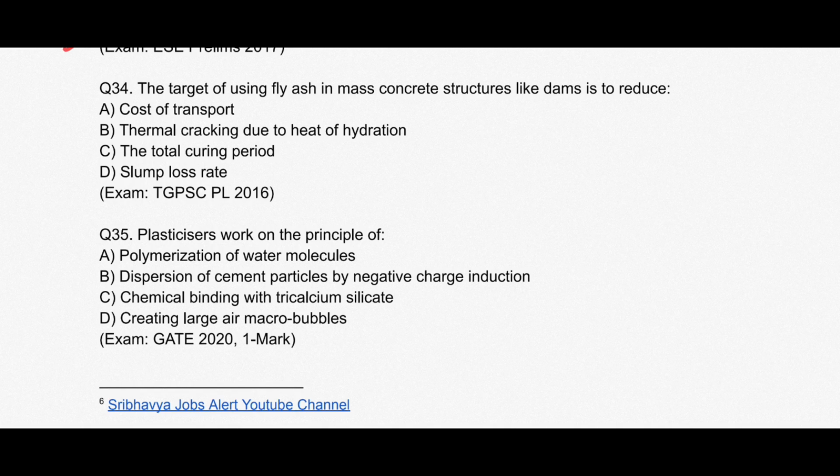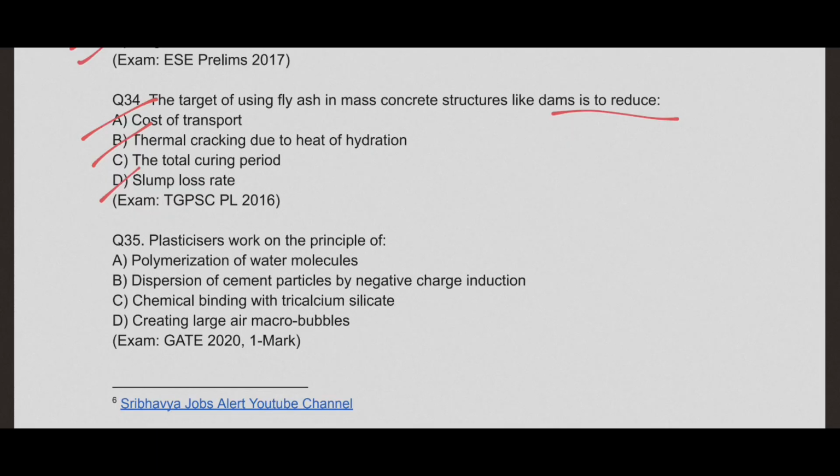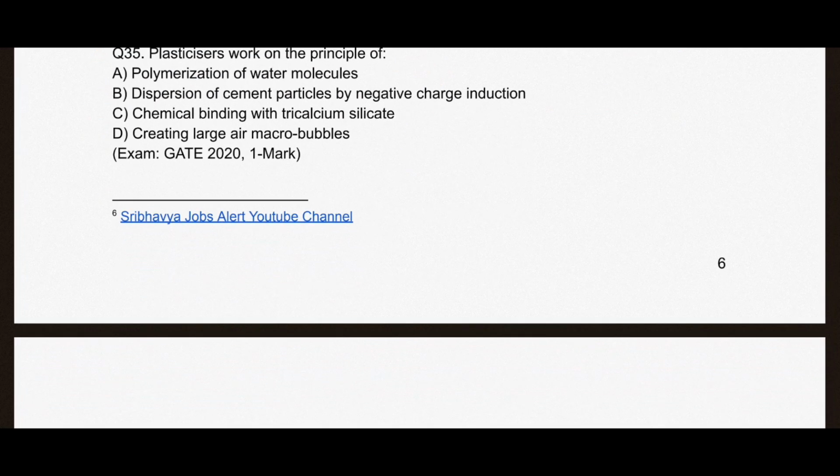34th question. The target of using fly ash in mass concrete structures like dams is to reduce: option A, cost of the transport; option B, thermal cracking due to heat of hydration; option C, the total curing period; option D, slump loss rate. So the answer is thermal cracking due to heat of hydration. The main reason we use fly ash in mass concrete structures is to reduce the thermal cracking due to heat of hydration.